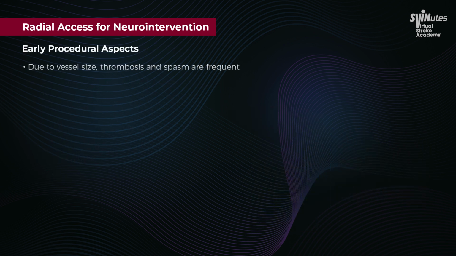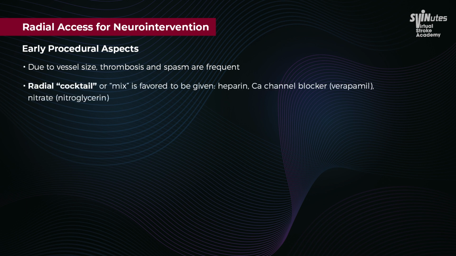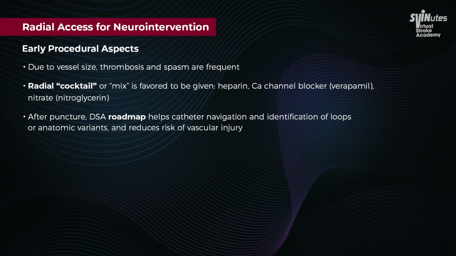Due to the relatively small size of the radial artery, thrombosis and spasm can occur. A specific radial cocktail or mix is favored to avoid these complications. It usually contains a blood thinner such as heparin, a calcium channel blocker, for example verapamil, and a nitrate such as nitroglycerin. After the radial puncture has been successfully completed and a vascular sheath has been placed, a DSA roadmap helps catheter navigation and identification of unusual loops or rare anatomic variants and reduces the risk of vascular injury.